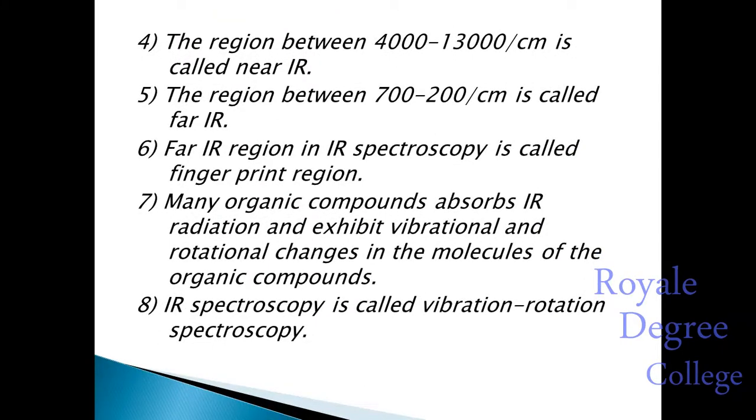The region between 4,000 to 13,000 per centimeter is called near infrared region. The region between 700 to 200 per centimeter is called far infrared region. Far infrared region in infrared spectroscopy is called fingerprint region. Many organic compounds absorb infrared radiation and exhibit vibrational and rotational changes in their molecules. Infrared spectroscopy is called vibration rotation spectroscopy.